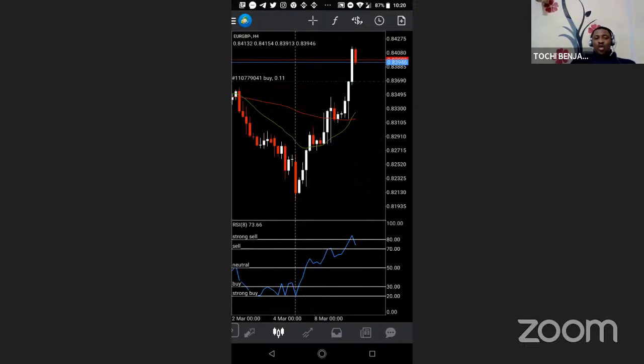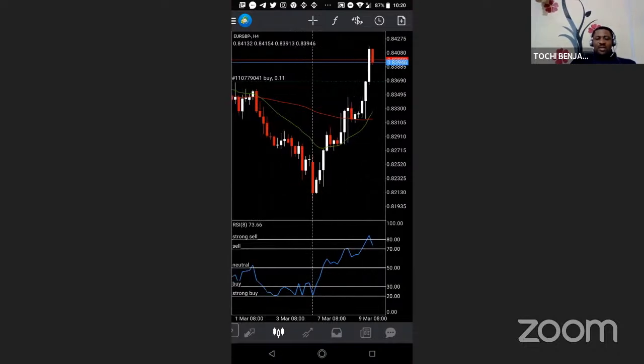I will drag my stop loss up. If the stop loss was down, I'll just drag it up. And how I will drag it up is that I will take my crosshair. Now I'll go to a place above my entry. If I put it at my entry price, that means I have locked the trade at break even.